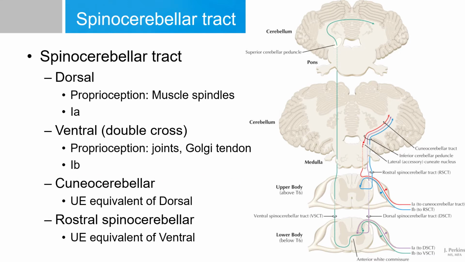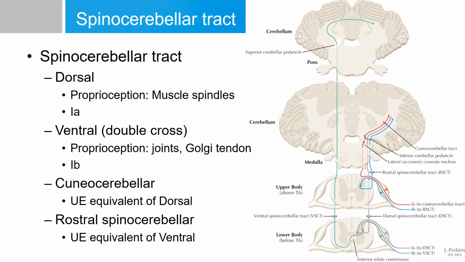The dorsal and the ventral spinocerebellar tracts are responsible for lower extremity proprioception, while the cuneocerebellar and the rostral spinocerebellar tracts are responsible for upper extremity proprioception. The cuneocerebellar tract is the upper equivalent of the dorsal spinocerebellar tract, and the rostral spinocerebellar tract is the upper equivalent of the ventral spinocerebellar tract.